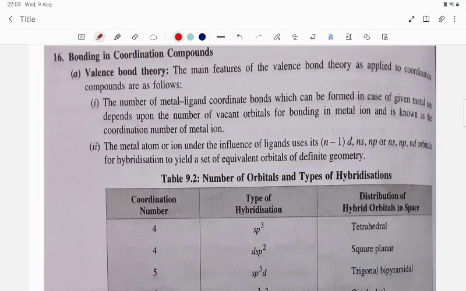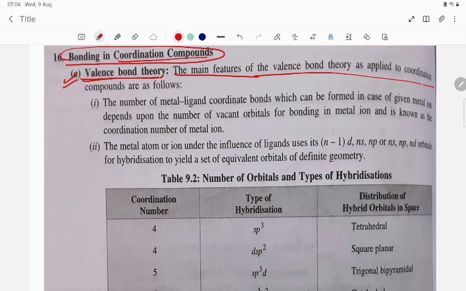Let's try to understand bonding in coordination compounds, and the theory is valence bond theory. There is valence bond theory in chemical bonding also, students, but here we are going for the coordination compound. What the theory said, students, the main features of the valence bond theory as applied to coordination compounds are as follows.